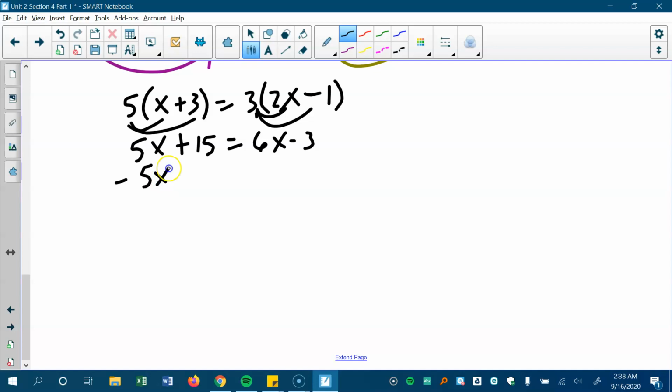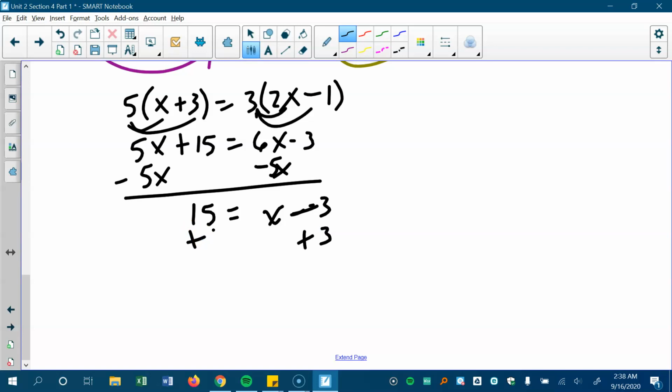I subtract the 5x. I always subtract the smaller x so I don't have to get any negatives if I can avoid it. X minus 3. I'm going to add 3 to both sides because I'm undoing that order of operations, which is going to be 18 equals x, or x equals 18.